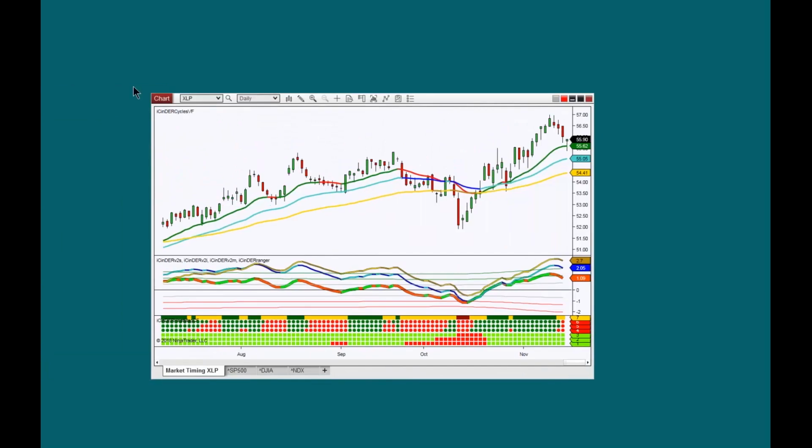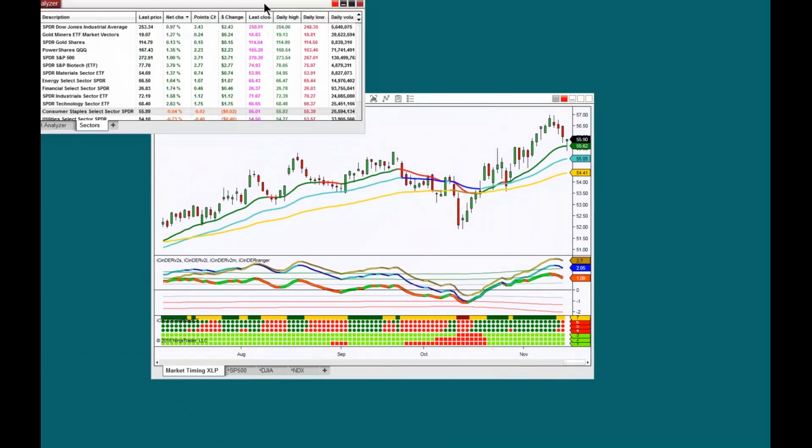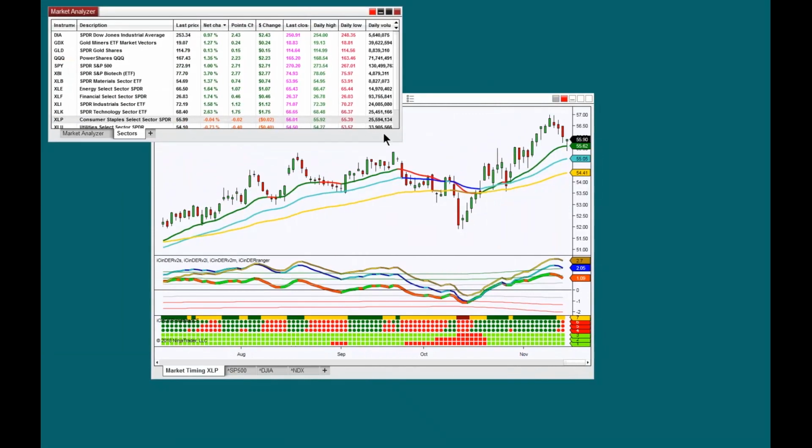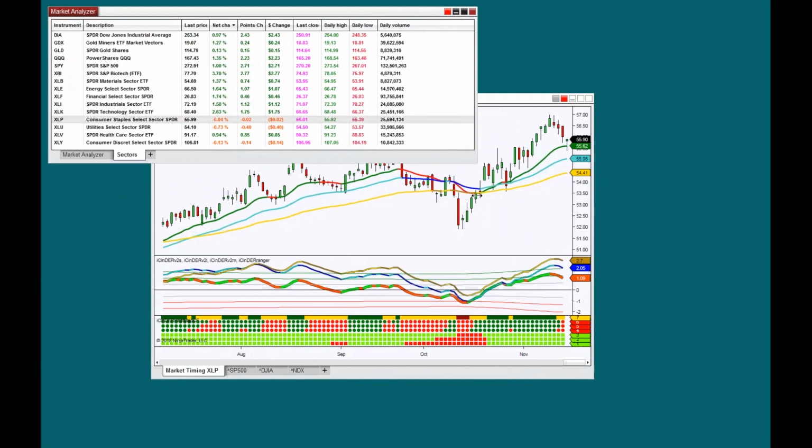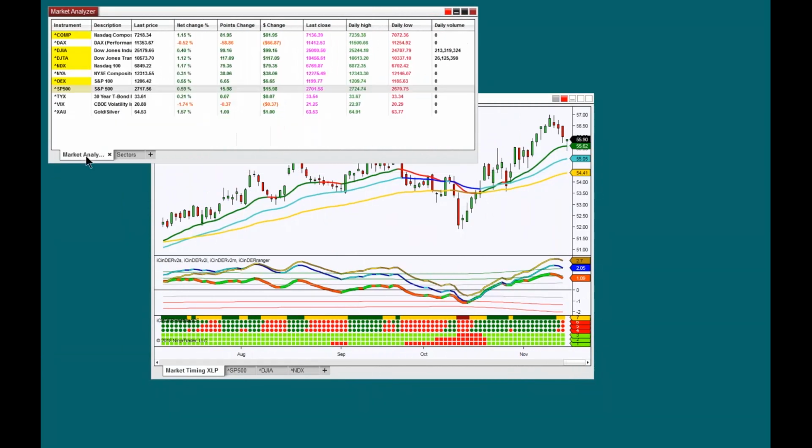I'm going to place a chart there, and I'm going to show you what else I have. This is actually part of the workspace that you will get. And the workspace has 2 things. I'm going to move it just a little bit here. And it's going to have a market analyzer. And the data that I'm using is kinetic data.